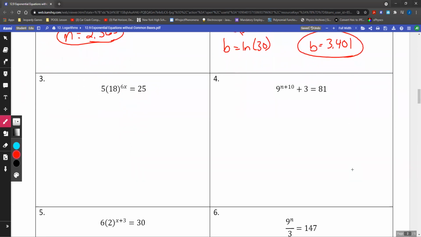All right, what we're going to do here is, again, try to isolate the exponent. So we get the 5 over 18 to the 6x equals 5. Take the log of both sides. Move the exponent to the front.